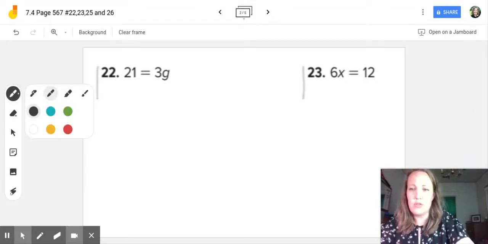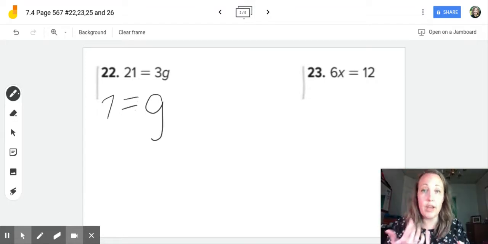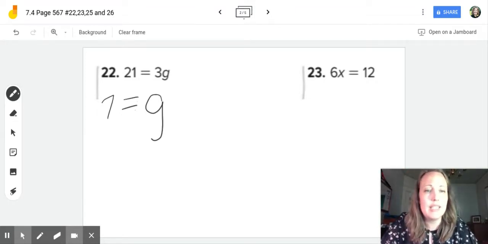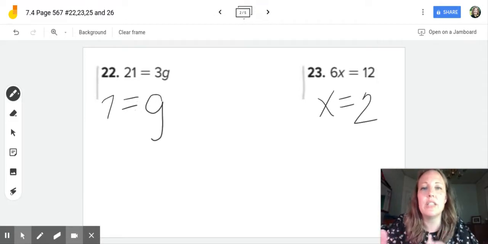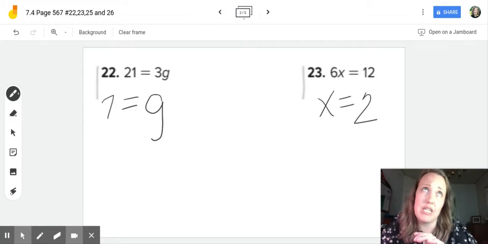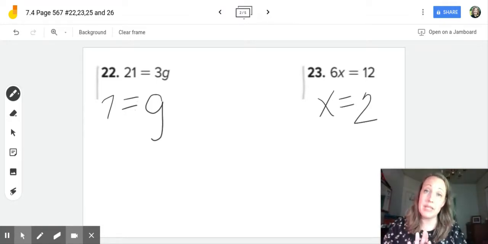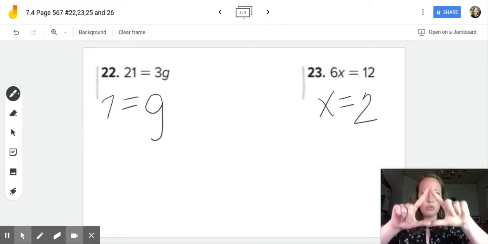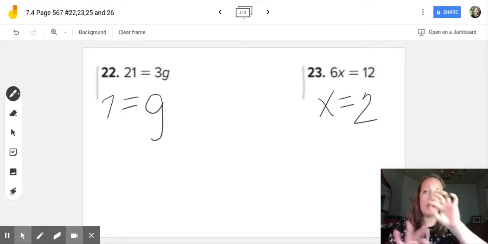So you're cooking because you're like, what? 7 times 3 is 21, so G is equal to 7, right? Because you know that fact. The other one, you're like 6 times 2 is 12, so you know X must be equal to 2. And you didn't use inverse operations. You didn't say 21 divided by 3 is 7 because you already know that fact. It's a fact family, as a matter of fact. Funny, right? Remember those triangles you did in elementary school? 21 divided by 3 is 7. 3 times 7 is 21.